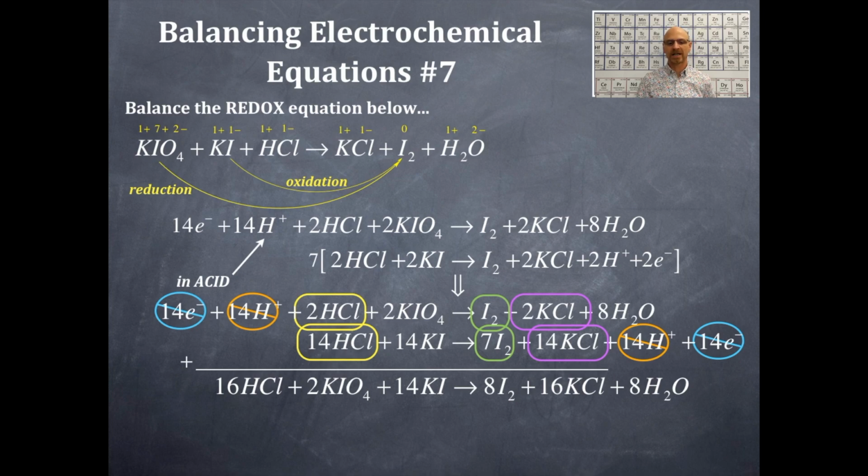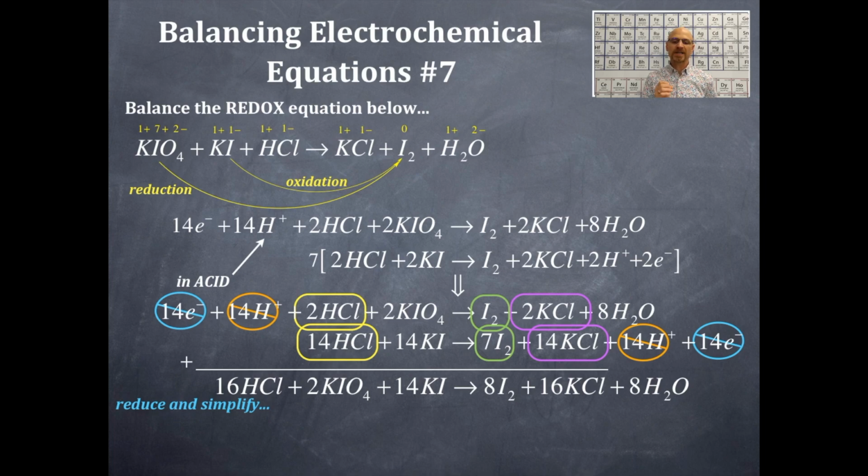That's 16 iodines. On the reactant side, we have 2 times 4 oxygens. That's 8. On the product side, we have 8 waters. That's 8 oxygens. Okay? And I think we've balanced everything thus far. We've dealt with the potassiums. We've dealt with the iodines. Everything's balanced. So we can reduce this, and that is critical.